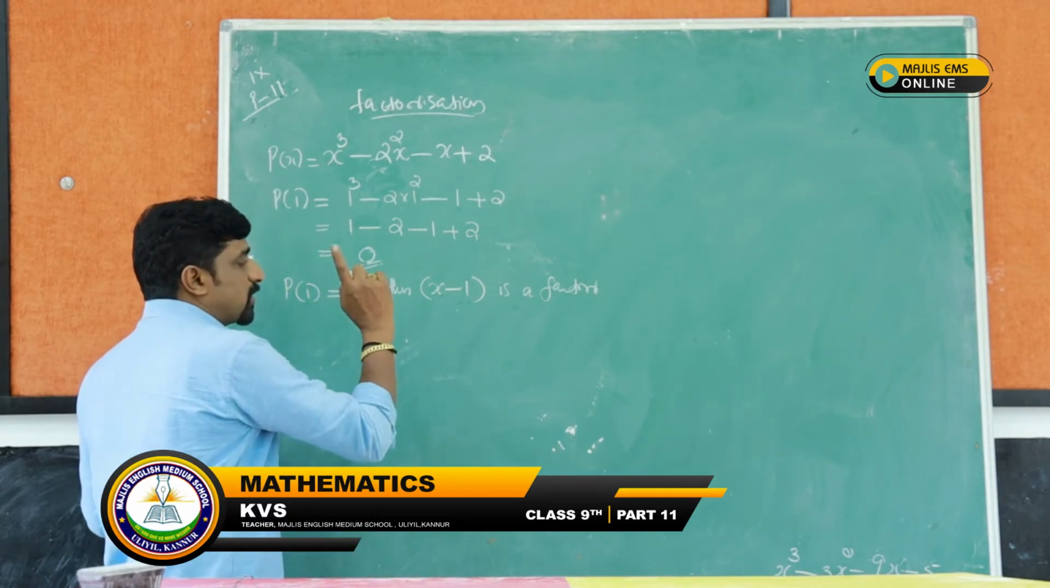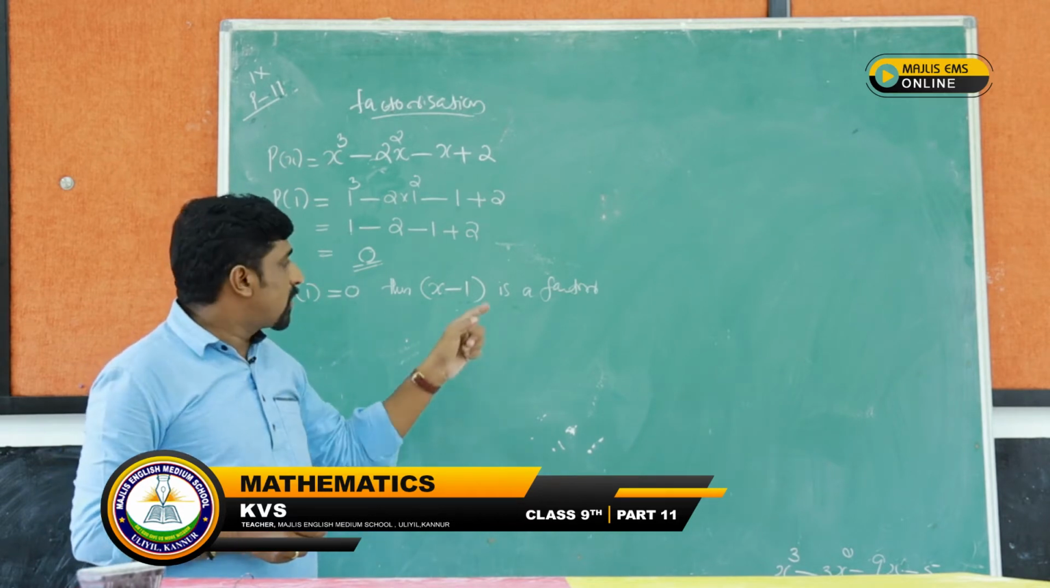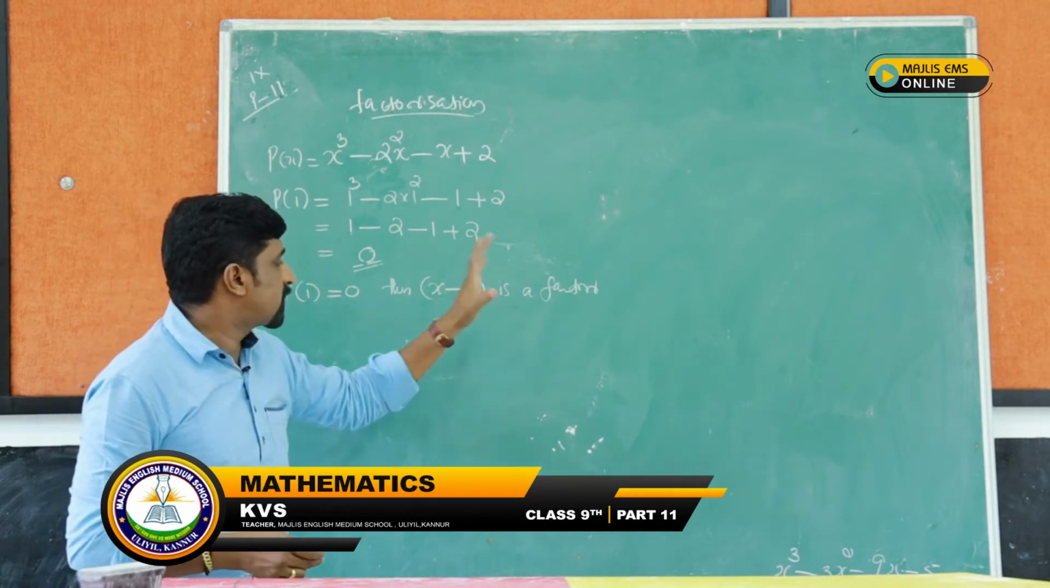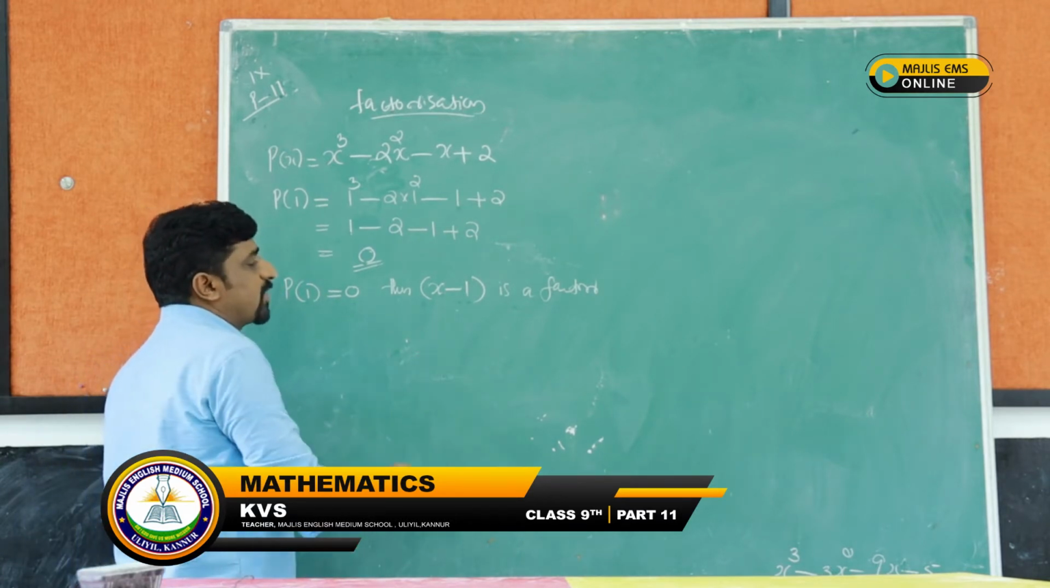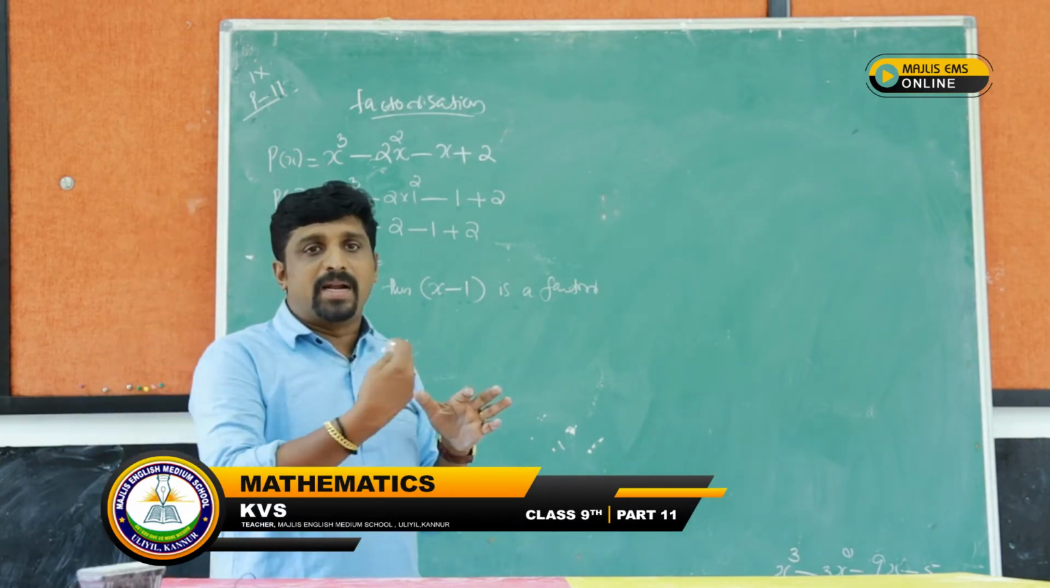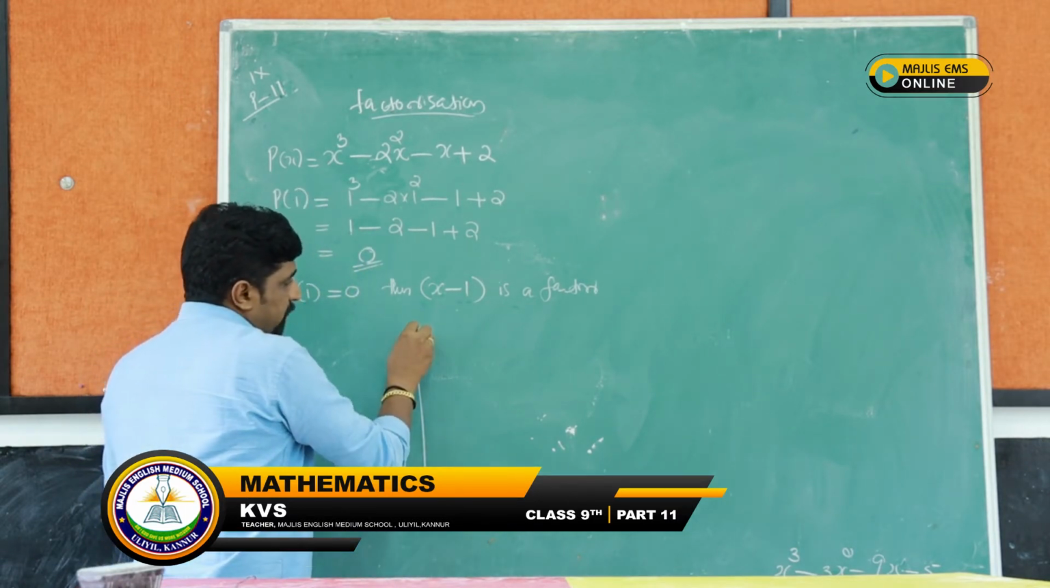Because x cube is there, we need 3 factors. One factor we got now: p of 1 equal to 0, so x minus 1 is a factor. First factor we found. Then we can find the second factor by dividing. We do the long division.